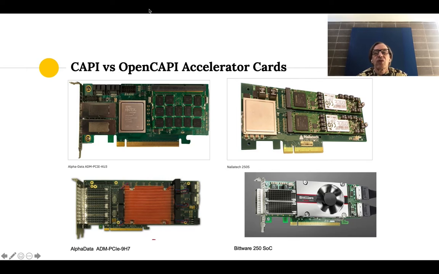This slide shows some of the many FPGA cards that support CAPI or OpenCAPI. The top two support the CAPI interface, and they look like ordinary PCIe cards, because the CAPI interface was supported in its first and second generation on top of PCIe data packets. The bottom two are cards that support the OpenCAPI interface, and you see the OpenCAPI connectors on the right-hand side of those cards.